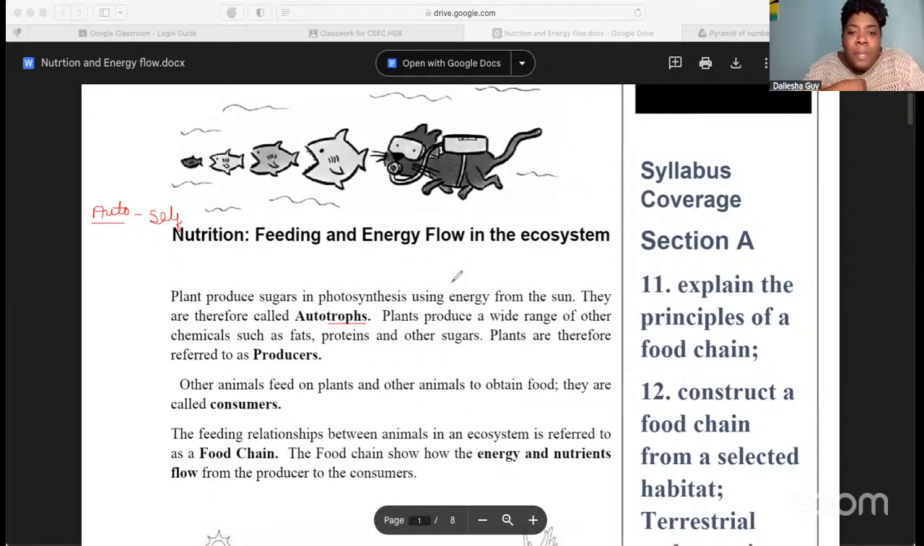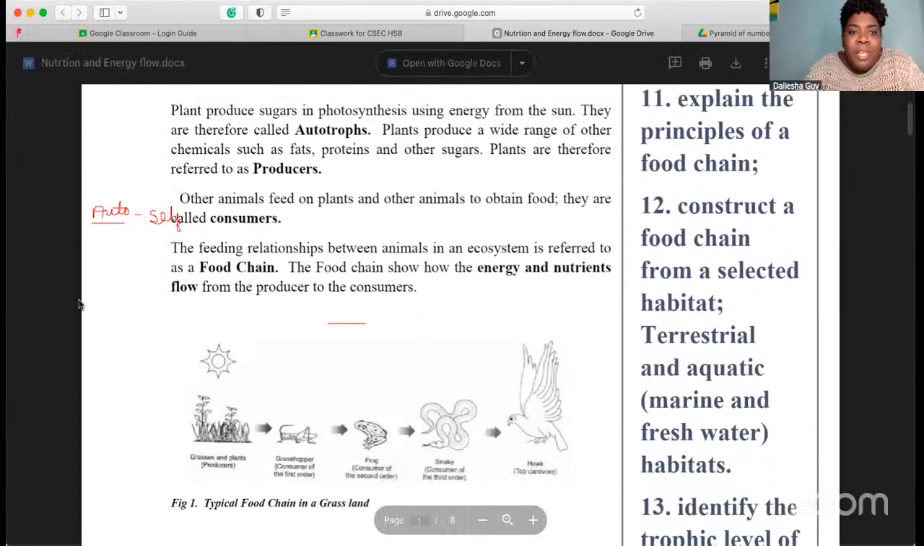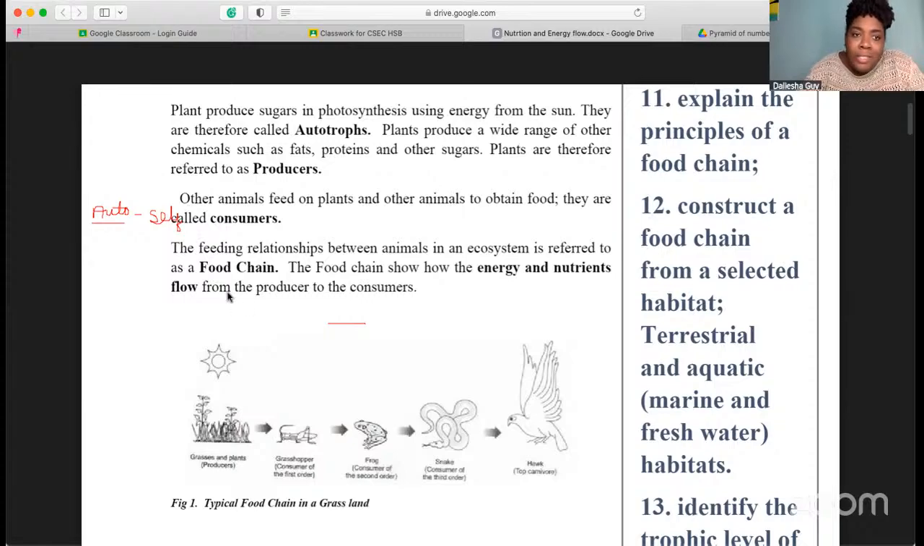So basically, there is a way in which we feed, or a routine by which we feed, or there are some specific organisms that we feed on. There's ways in which this feeding process takes place. So a food chain is one of the ways to show how feeding relationships exist between plants and animals in the ecosystem. So a food chain is a diagram that shows energy flow and nutrient flow from the producer all the way up to the consumers. So that's a food chain.